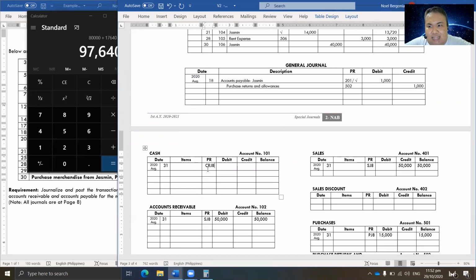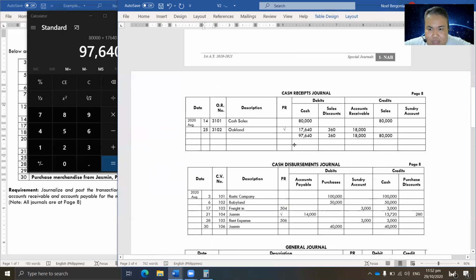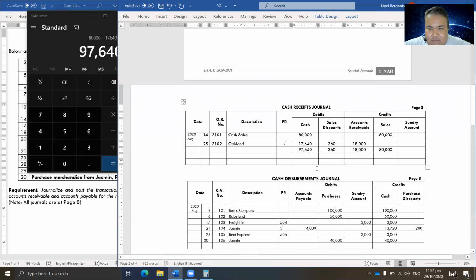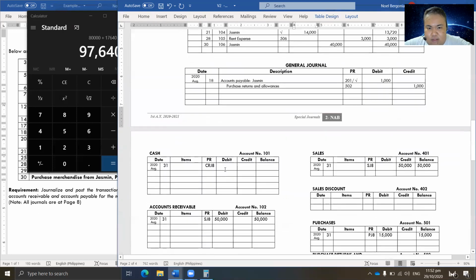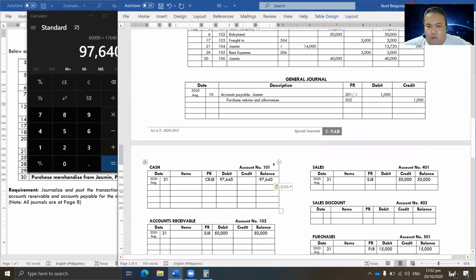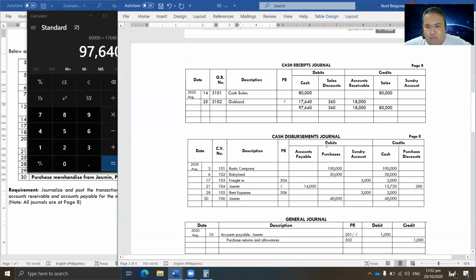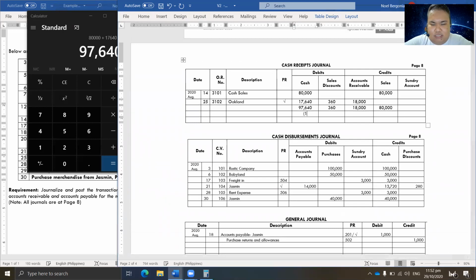So naka-debit yan, 'di ba? Tama ba? Debit to cash. Ayan, 97,640. So we have to put it on the debit. And of course, sa balance, debit din. Kaya positive 97,640. So 101 yung account number. So lagay tayo ng 101 kasi nga po tapos na. Na-post na natin yung cash amount.